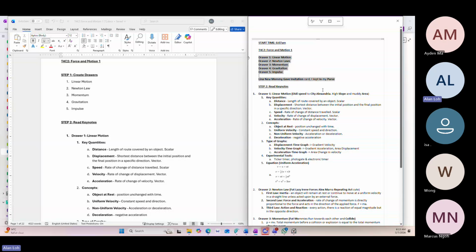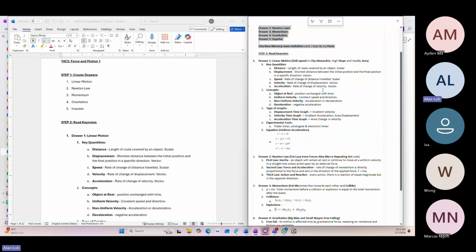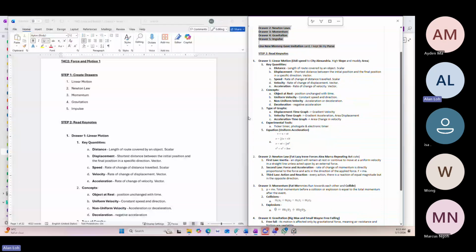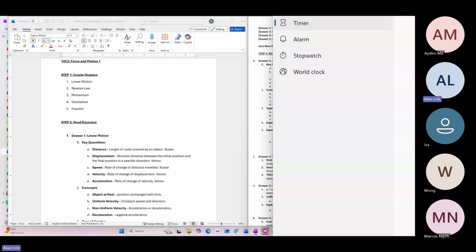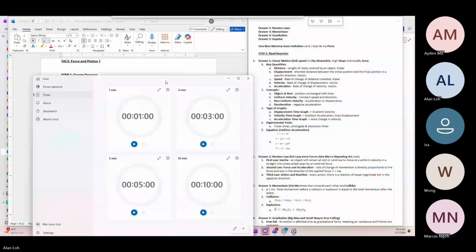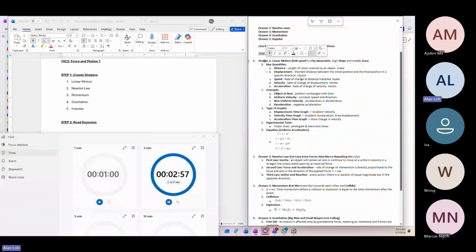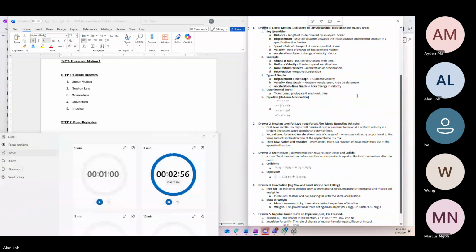Step number 2, as usual, you have to read this part over here. But as I say again and again, don't worry if you do not understand fully what is written over here, because you understand it as we progress along. Okay, so I'll give you 2 minutes to read from drawer 1 until drawer 5. Okay, let's start now.